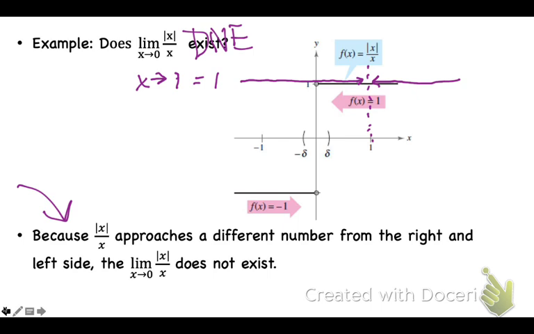Okay, x approaches -1. So -1 is right here, yes? Okay, from the left, what is the y approaching?